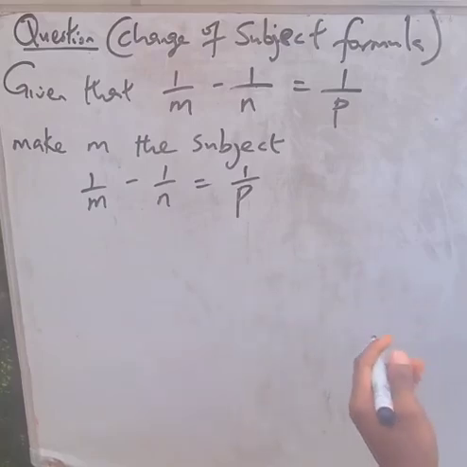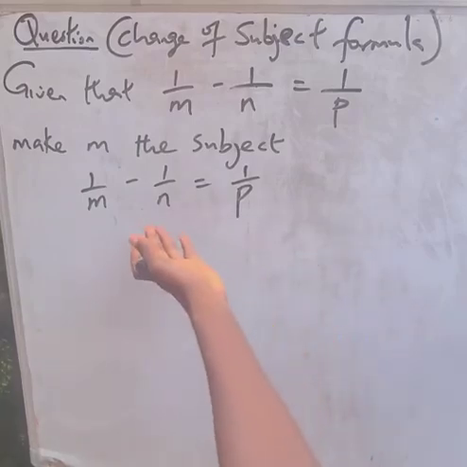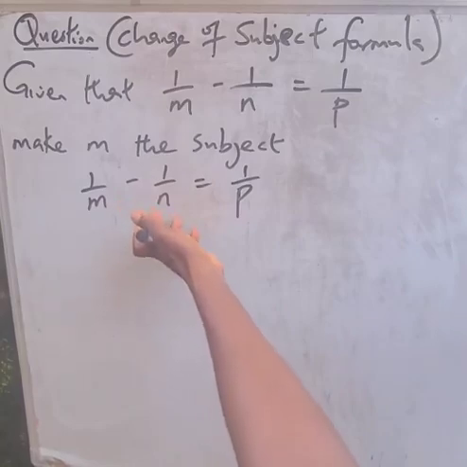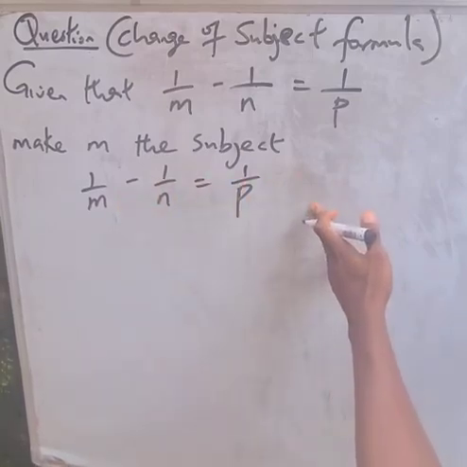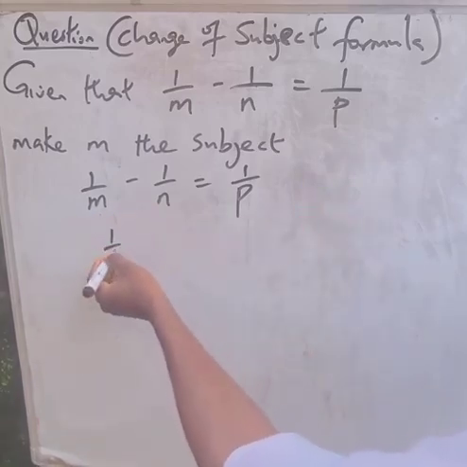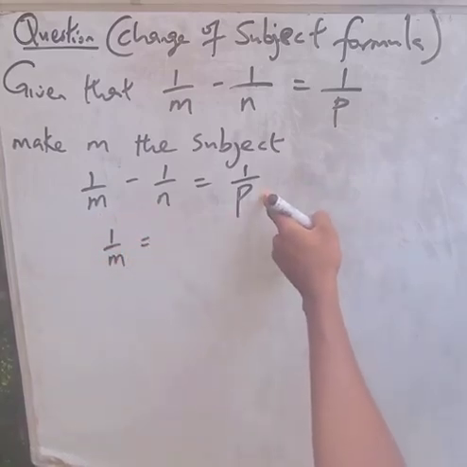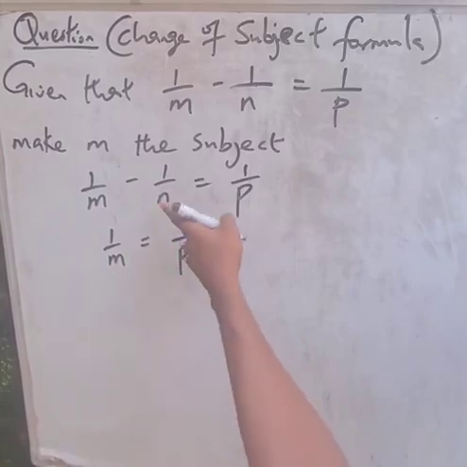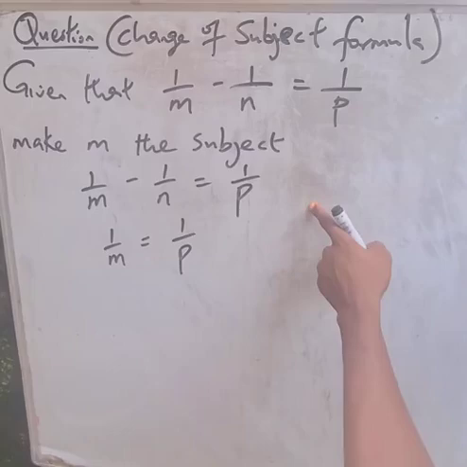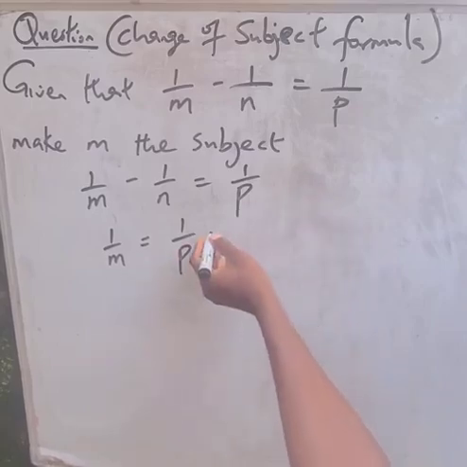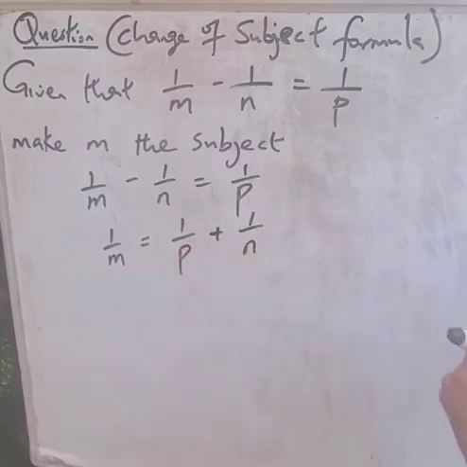So the first thing to do is to take minus 1 over n to the other part of the equation. So we have 1 over m equals, we have this already here, which is 1 over p. Then minus 1 over n goes to this side, and it becomes plus 1 over n.